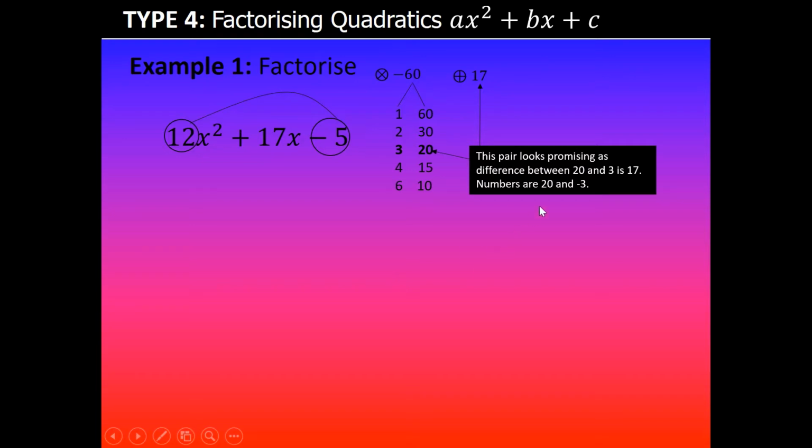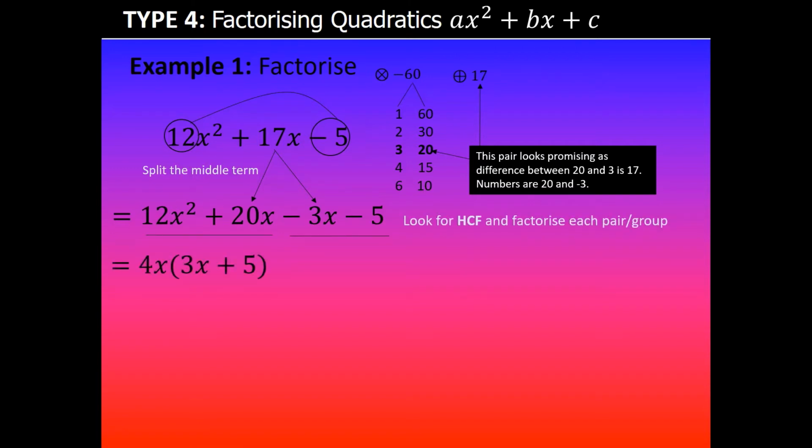So using these two numbers, I will now split the middle term. I've got 12x squared plus 20x, this is one of my factors there, 20x take away 3x. So 17x is now the same as 20x take away 3x, these two factors that I had. And then minus 5. And then I've got the first group here.